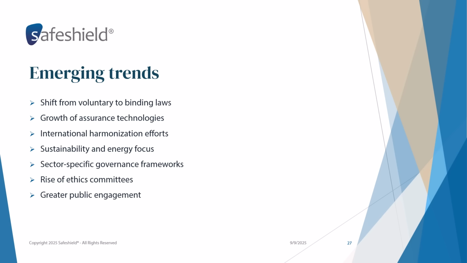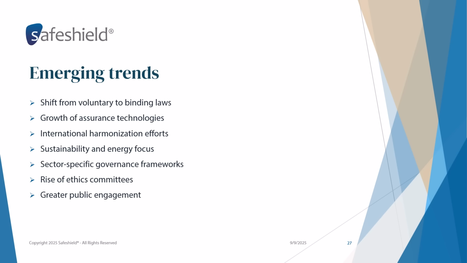Global harmonization efforts are also gaining significant momentum, with bodies like the OECD and UNESCO working to align governance principles across jurisdictions. There is also growing focus on environmental sustainability, with frameworks calling for reduced energy consumption and carbon footprints in AI development. There has been a rise in sector-specific governance, with specific requirements for healthcare, finance, and critical infrastructure.